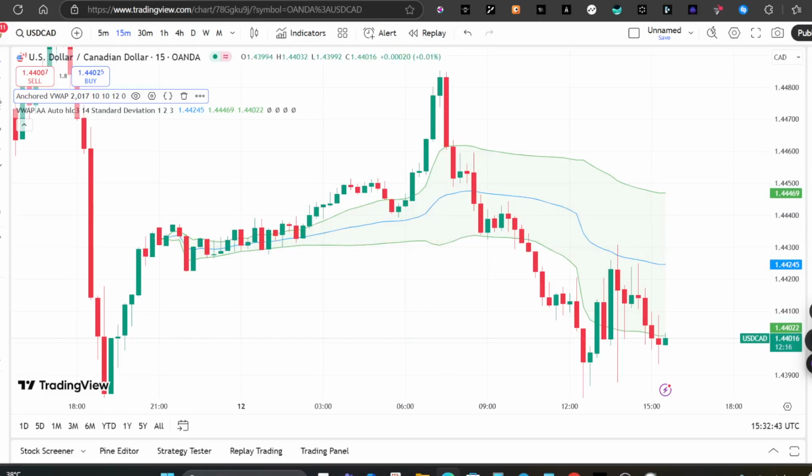Now, if price is above anchored VWAP, it means the asset is trading above the average price that institutions and big players have paid, signaling bullish momentum.